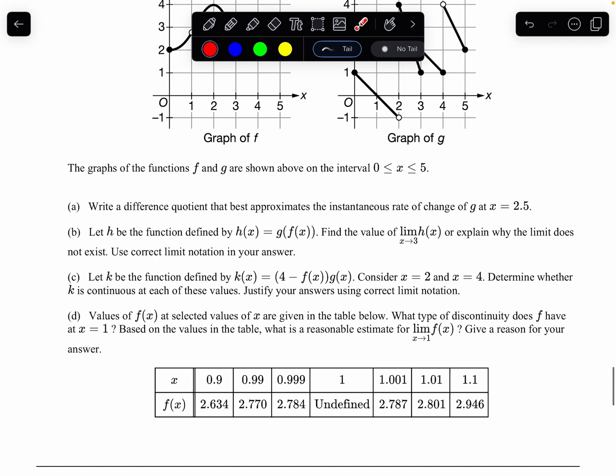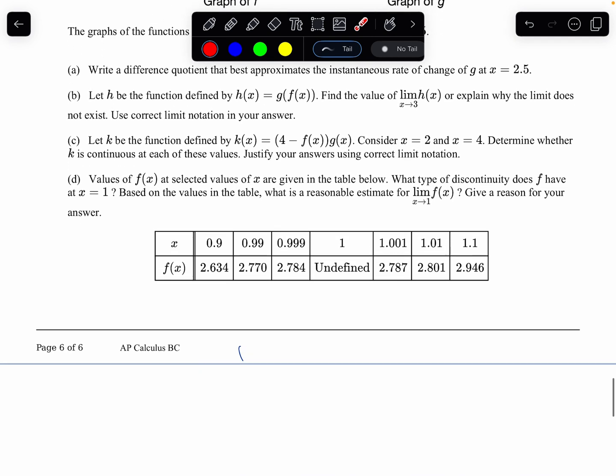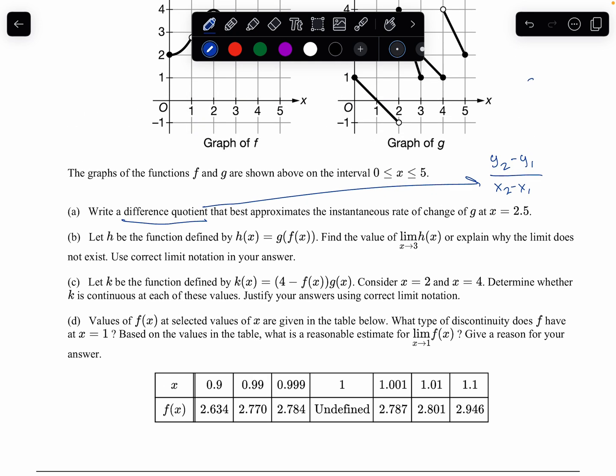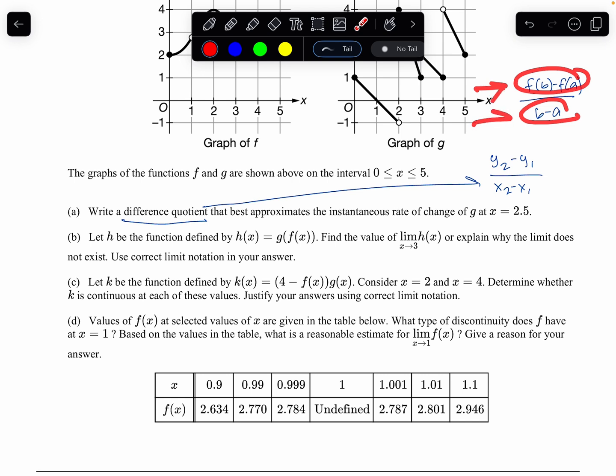All right, so we're going back to our first day. So for A, we're trying to write a difference quotient. Whenever you see a difference quotient, what does that mean? That means y2 minus y1 over x2 minus x1. Or in other words, you can say f of b minus f of a over b minus a. This is a difference quotient, okay? And remember, that's just average rate of change. The average rate of change formula is the difference quotient.